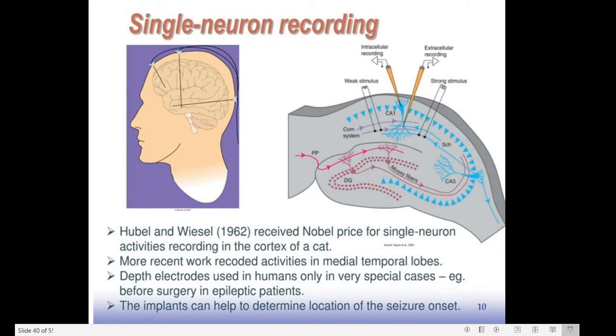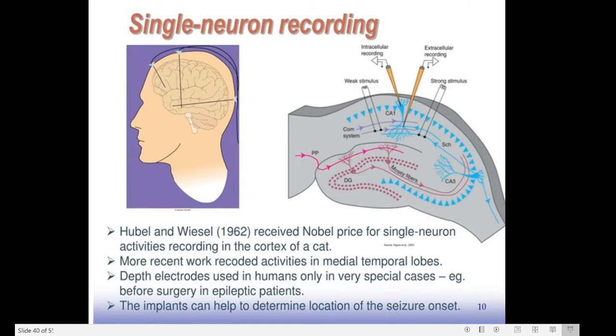Then we are entering into electrophysiology. I have a few more slides. Please wait, within 10 minutes I'm going to finish. This is the single neuron recording. Now in this electrophysiological method, we are going to discuss all about nervous system experiments.